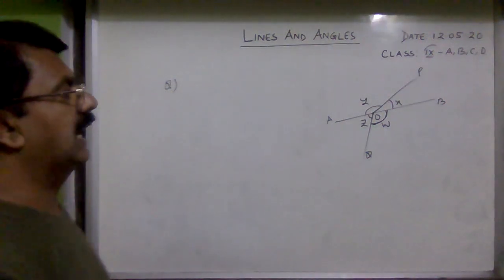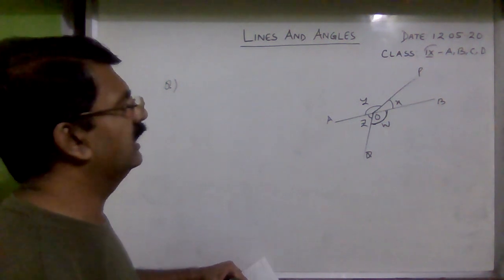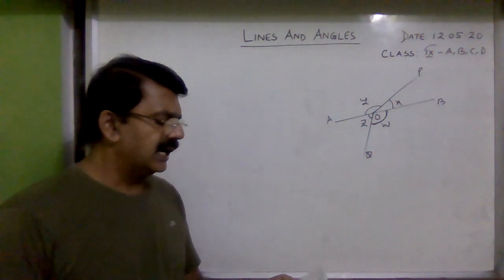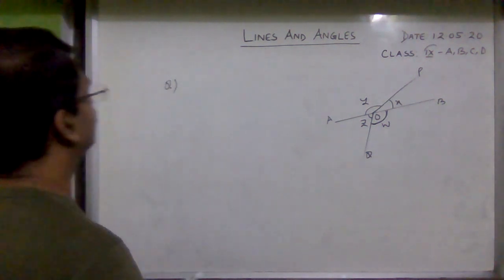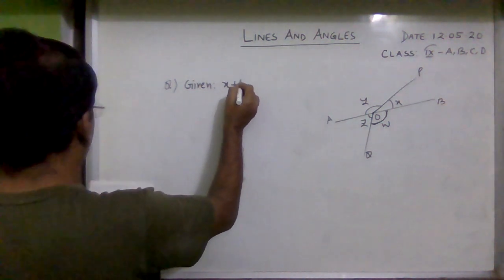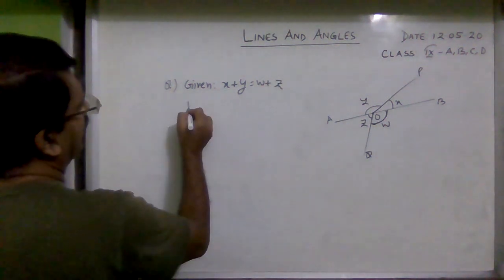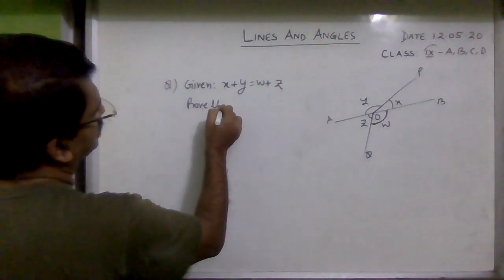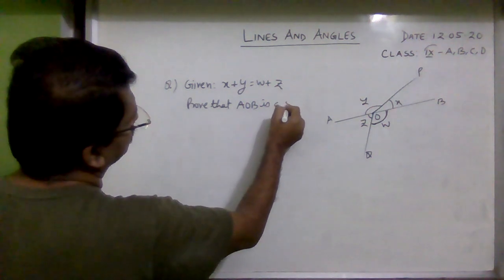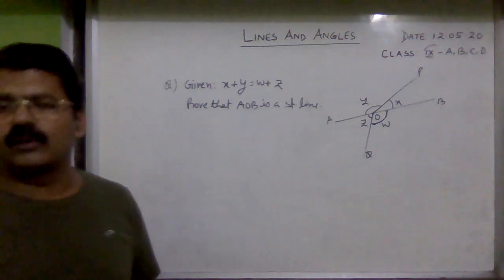Now angle BOP is given X, angle AOP is given Y, angle AOQ is given Z, and angle BOQ is given W. Now the condition given is X plus Y is equal to W plus Z. Prove that AOB is a straight line. You have to prove that AOB is a straight line.